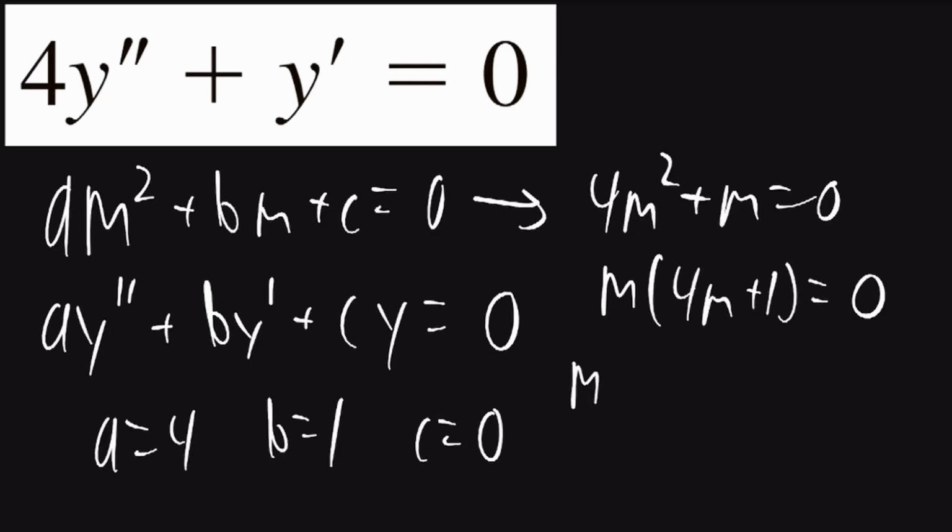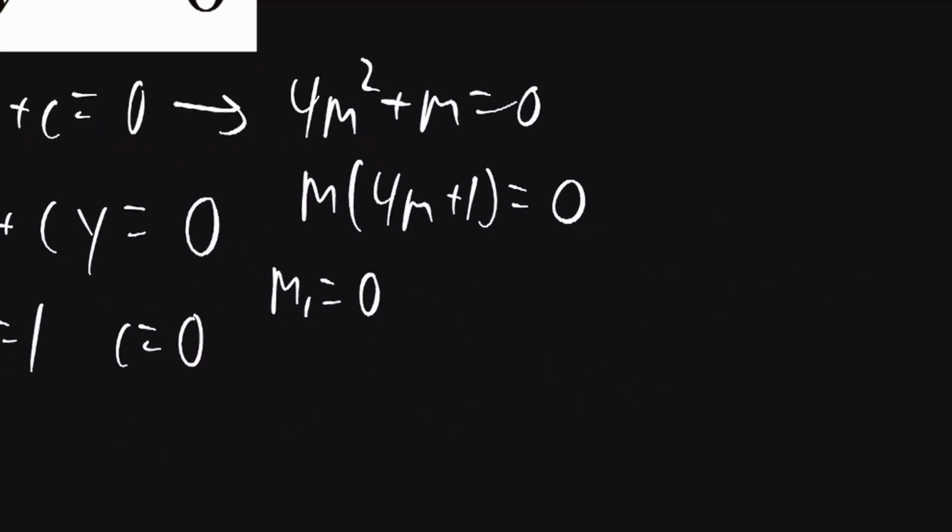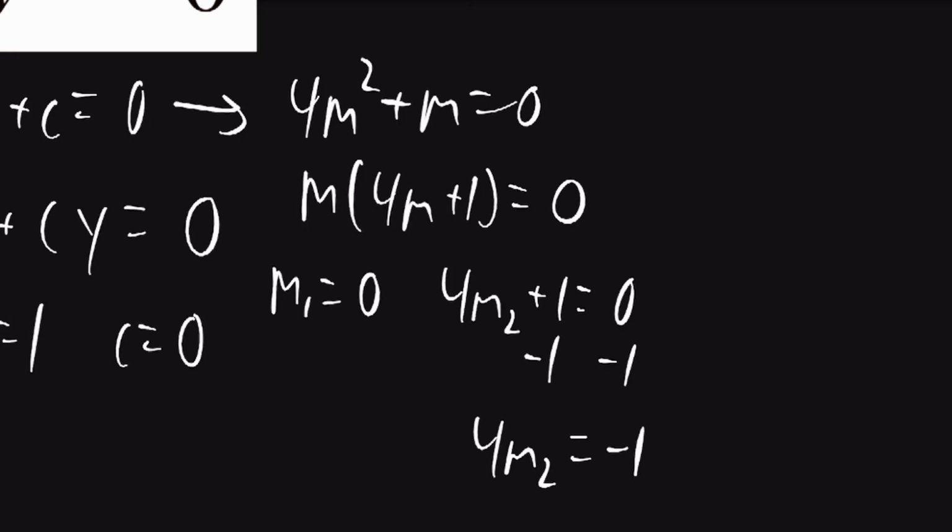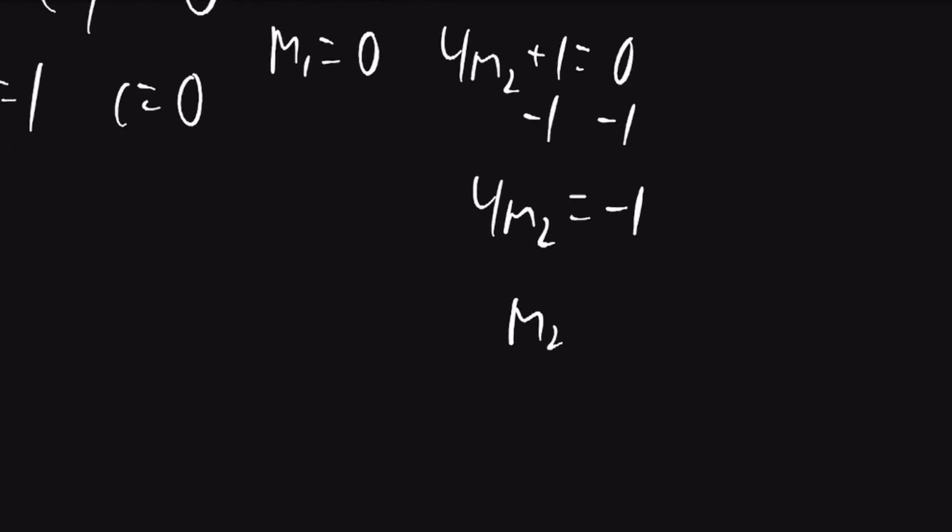Our first root, m1, is going to be equal to 0. To find our second root, we'll write the equation 4m plus 1 is equal to 0. We can subtract 1 from both sides. We'll get 4m is equal to negative 1. So m2 will be equal to negative 1/4.